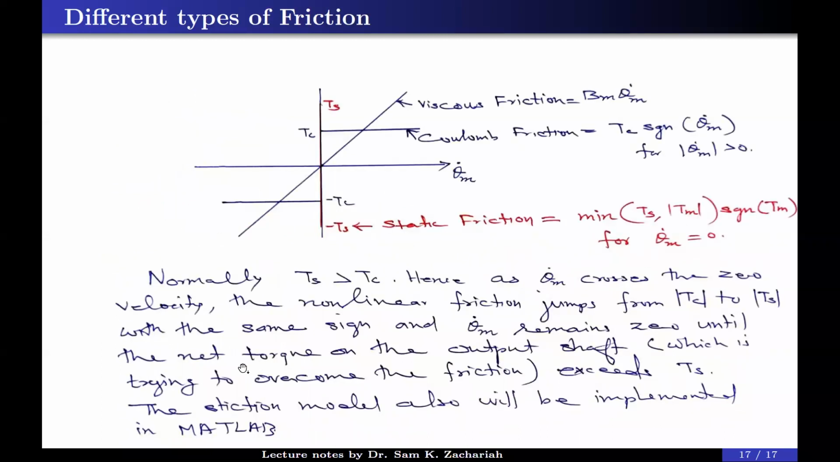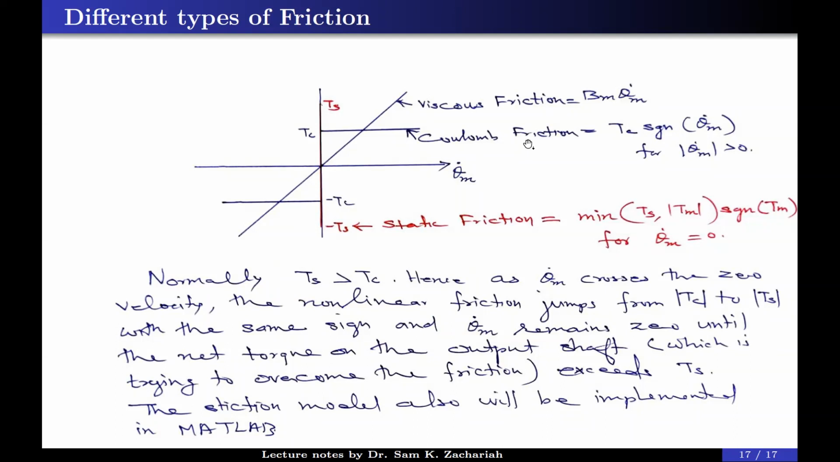Now the next nonlinearity is friction nonlinearity. There are three types of friction, all of you know. One is viscous friction, which is actually linear, so it is not a nonlinearity. It is given by Bm into theta m dot for our motor bearing, if we assume that the bearings are properly lubricated, so that there is a viscosity effect due to the lubricant film.